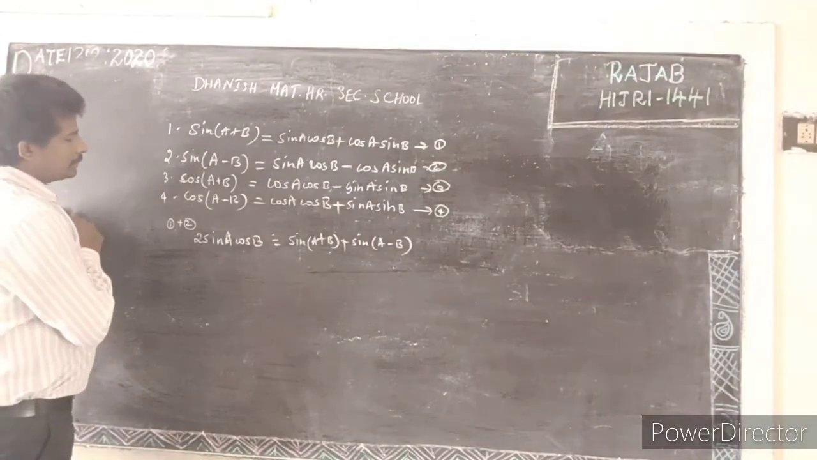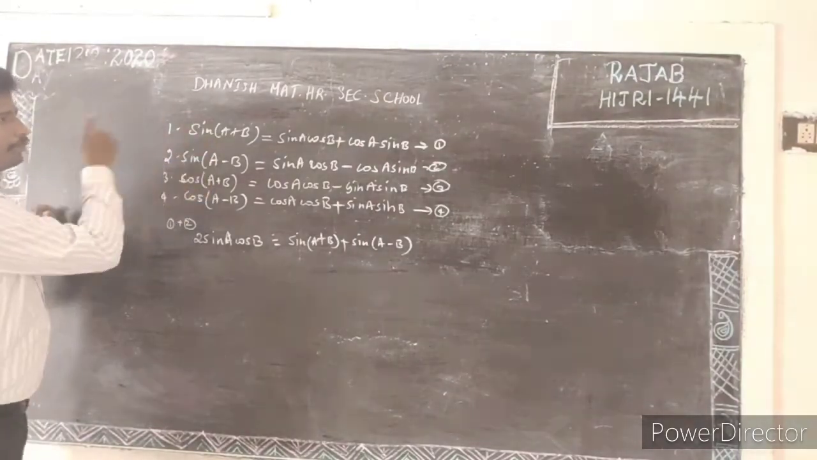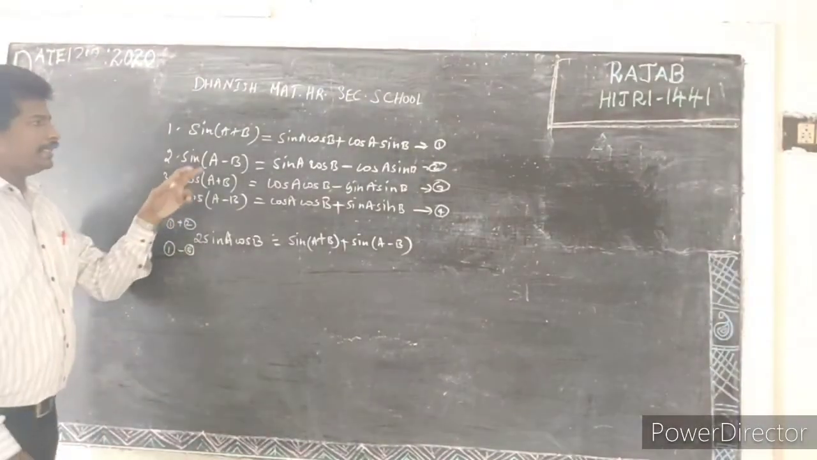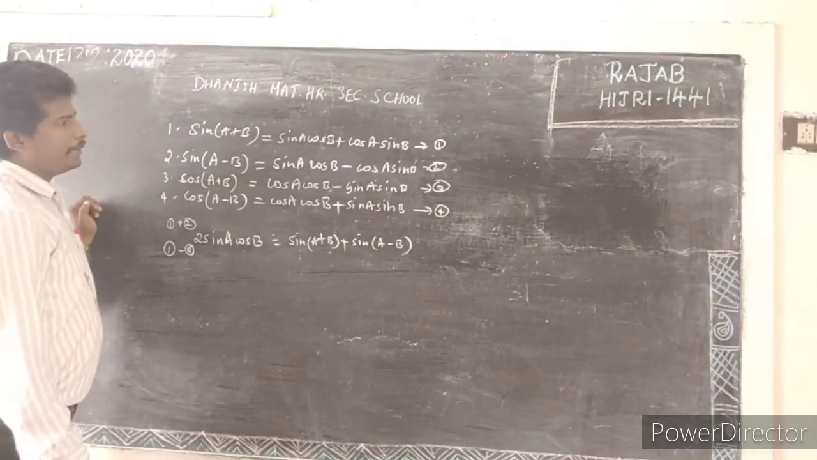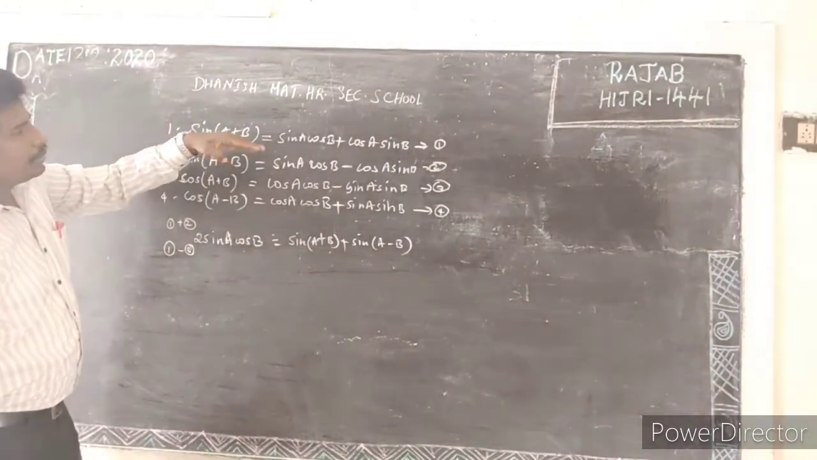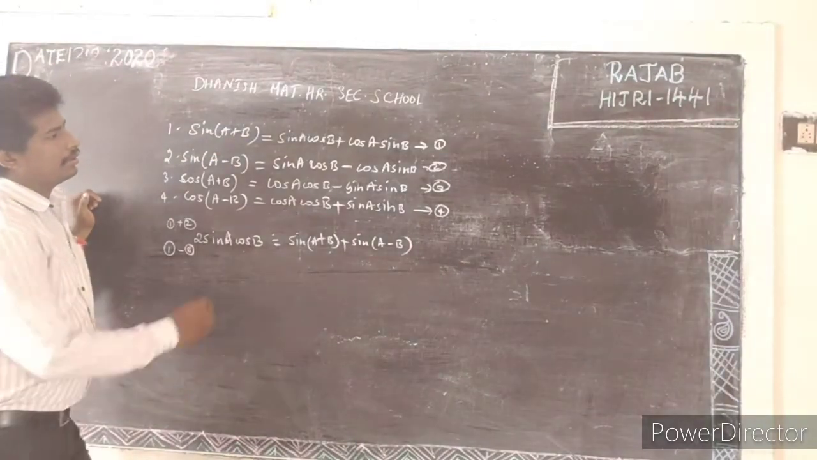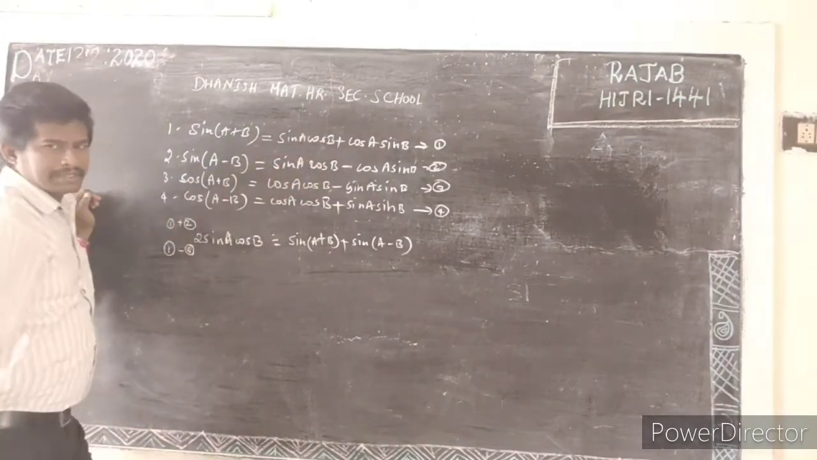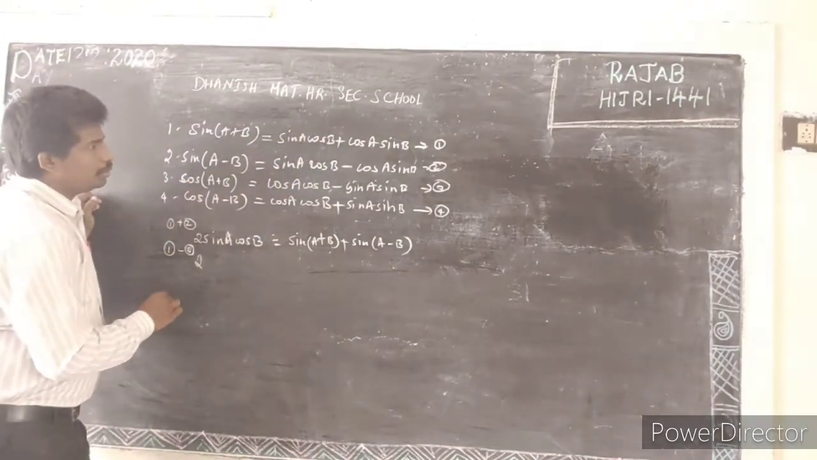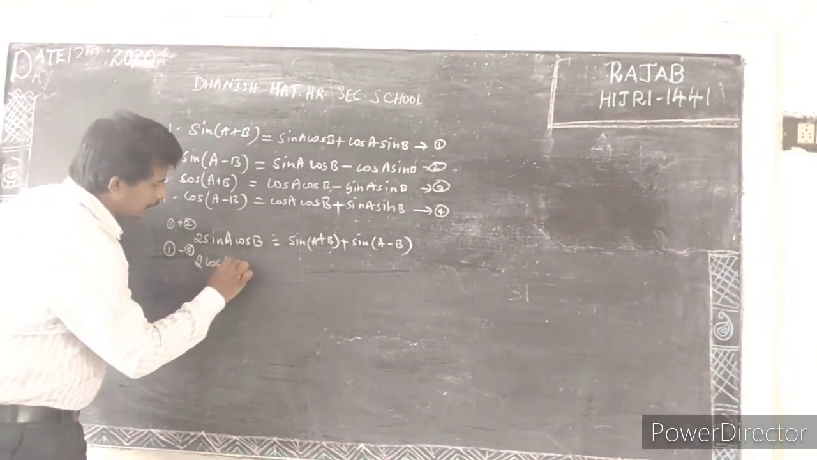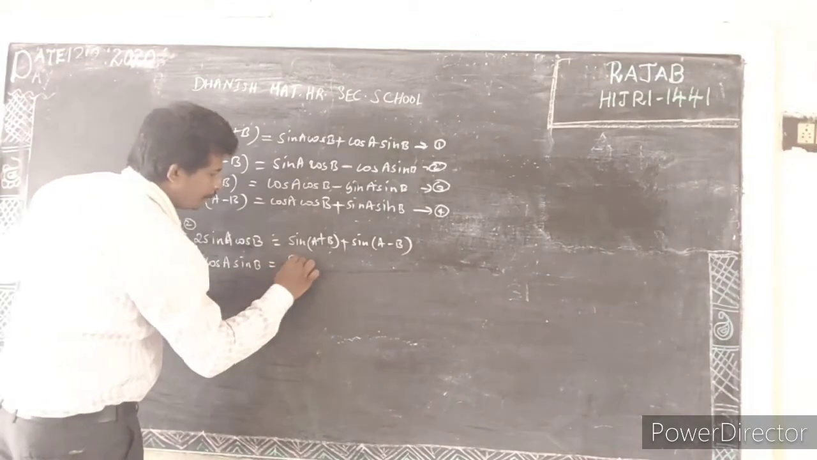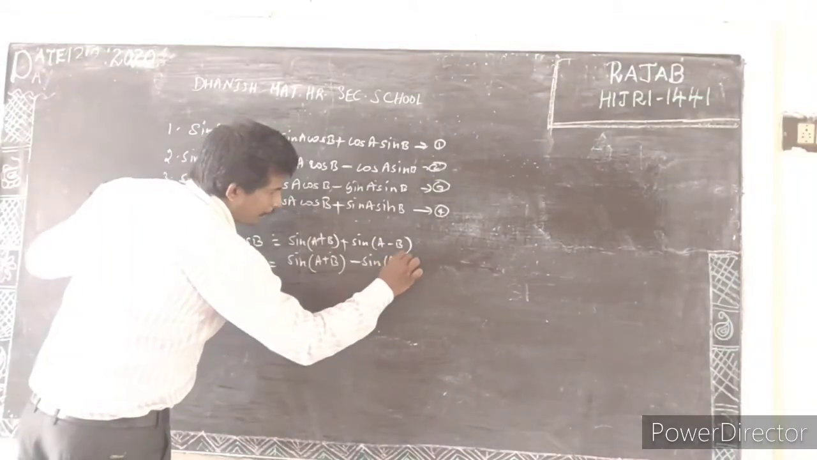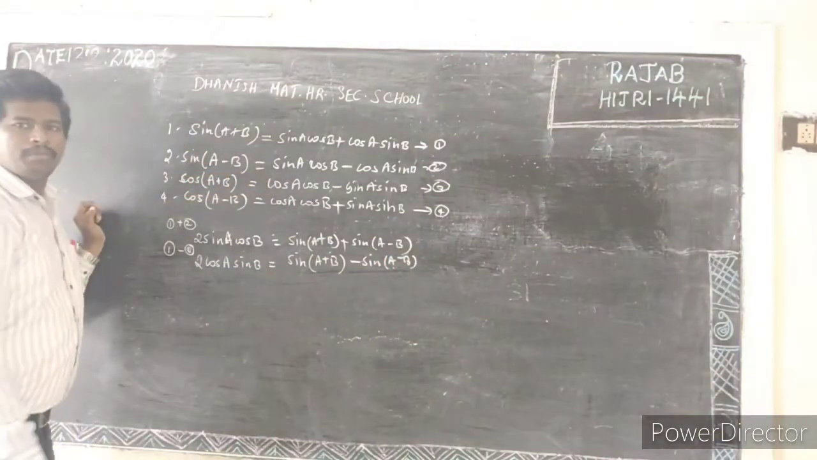Similarly, now I am going to subtract equation 2 from 1. So what will happen? If you subtract 2 from 1, both sin terms will get cancelled. So we will have 2 cos A sin B equal to sin of A plus B minus sin of A minus B. We got one more result.